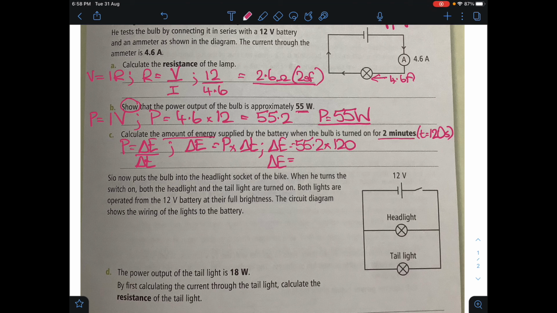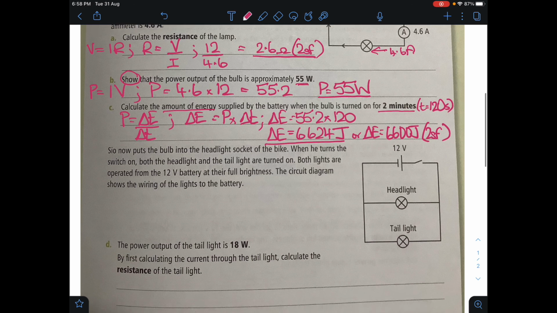And when you work that out on your calculator, you'll get 6,624 joules. Okay? Or if we're going to be really proper, it would be 6,600 joules to two significant figures. I don't think they'll be too strict about that in the end of your exam. So that's A, B, and C done. Hopefully you've managed to keep up with that.